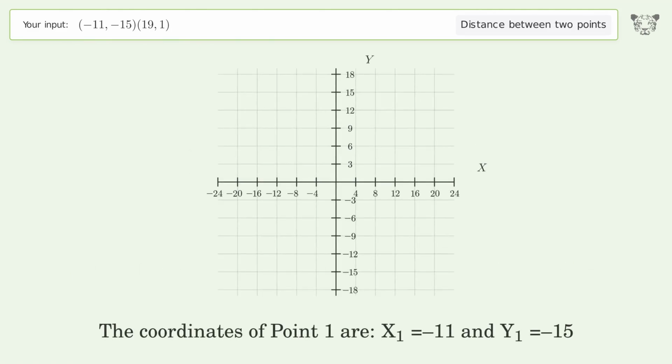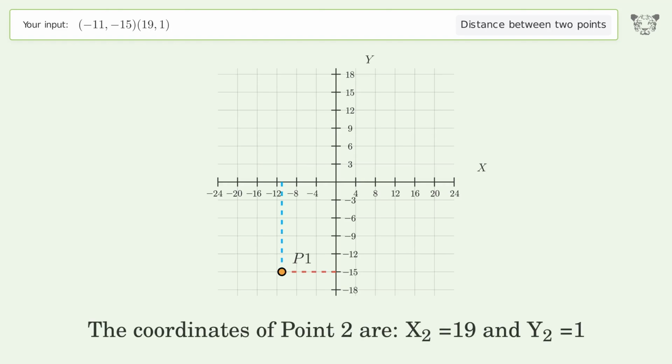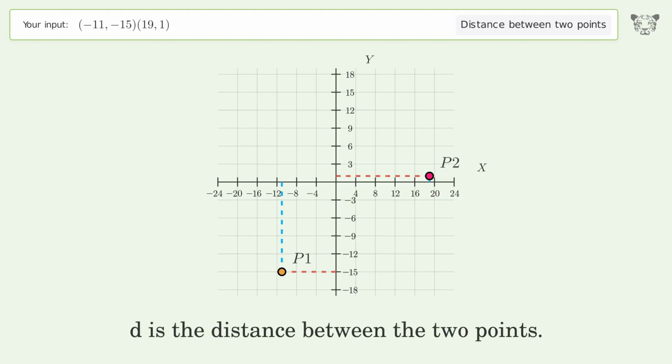The coordinates of point 1 are x1 equals -11 and y1 equals -15. The coordinates of point 2 are x2 equals 19 and y2 equals 1. D is the distance between the 2 points.